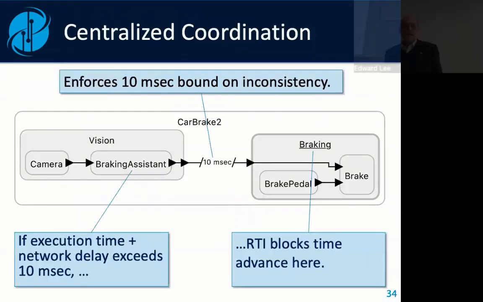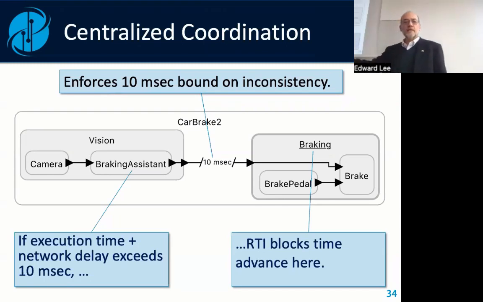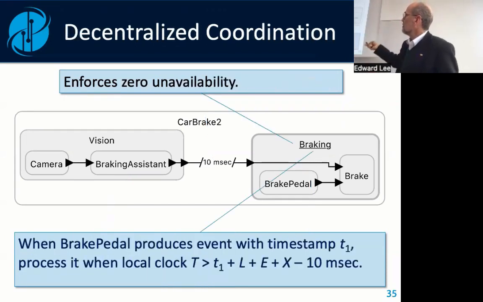The way that this works is that in centralized coordination, if the network breaks and this message just simply isn't getting there, then the runtime infrastructure will block this program and prevent it from doing anything because it can't safely process events in timestamp order. The choice has been to emphasize consistency. If you can't guarantee that events will be processed in timestamp order, don't do anything. So that sacrifices availability.